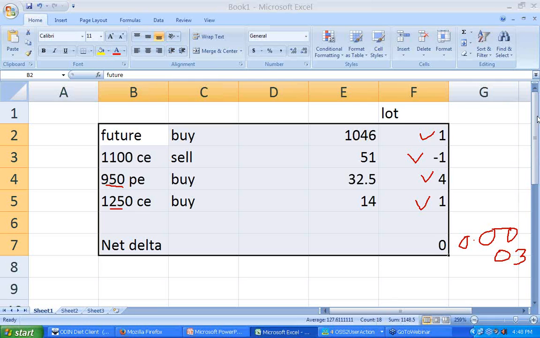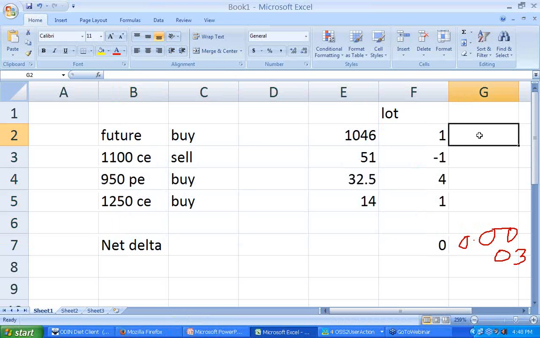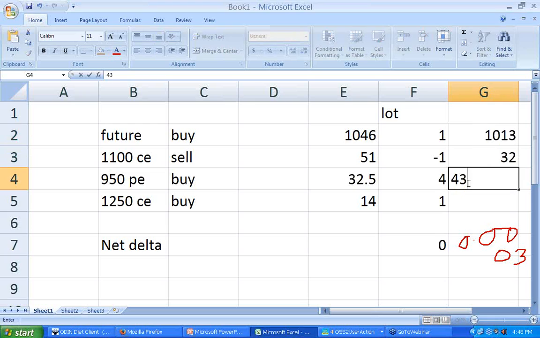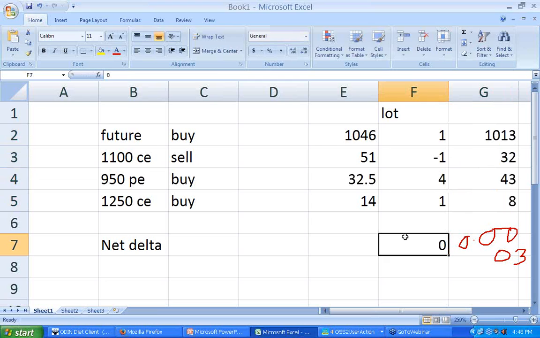After bringing these things, my strategy has entered into profit today, which is the 30th September, when the future has come down to 1013, and the put has come down to almost 32 level. The call has gone to 43 level, and the other has been trading at 8 rupees. A pretty good profit of 4 to 5,000 rupees was there. So this is the part closure strategy I have initiated here.